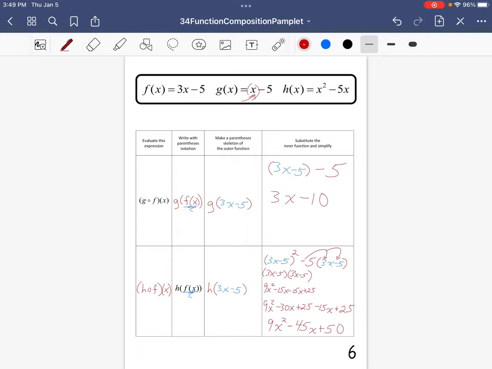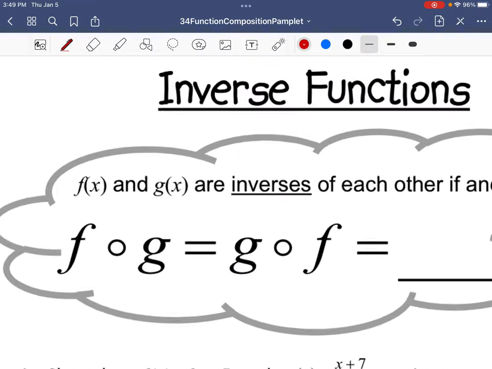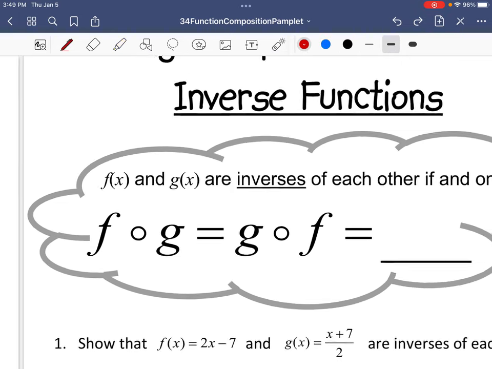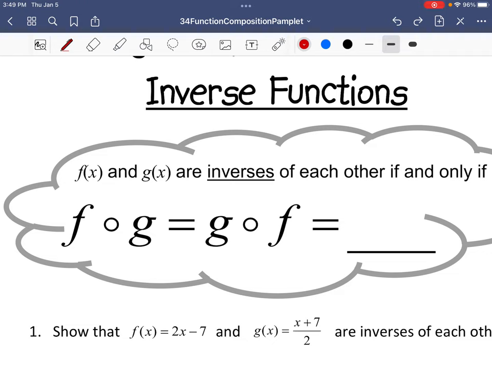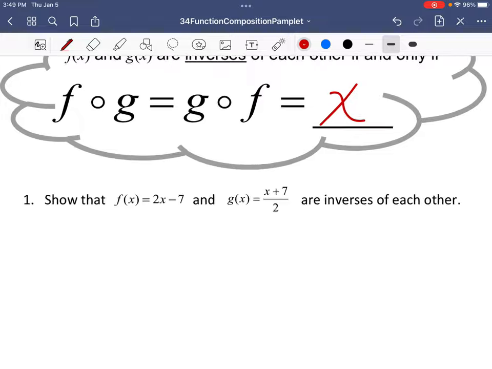Ready for some more fun? Function composition is this idea of always plugging a function into a function. It turns out that you can use function composition to see if two functions are inverses. Yeah, suddenly there's a little connection to inverses. And here's the thing. Inverse functions, they kind of cancel each other out. So if f is the inverse of g, or g is the inverse of f, it doesn't really matter which way you do it, then if you do function composition, if you plug them into each other, it should all cancel out to just be x. That is, if they're inverses of each other.